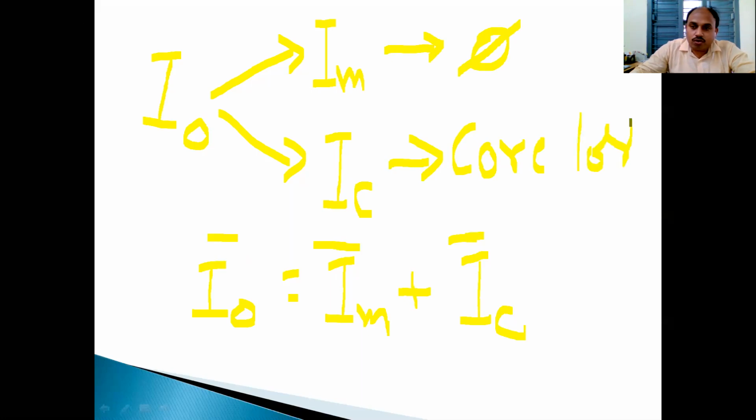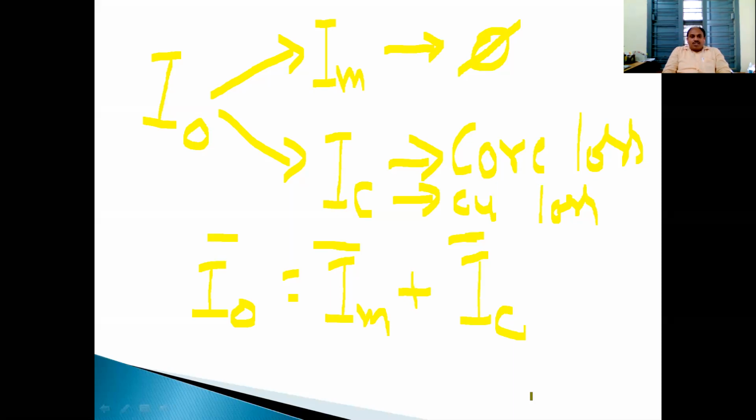So this is also called the core loss component, and it also meets the small amount of copper loss in the transformer. So IC is to meet the no load losses of the transformer. IM is to produce the necessary working flux in the transformer.